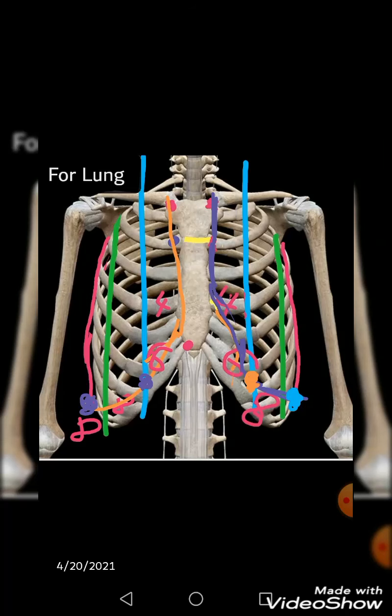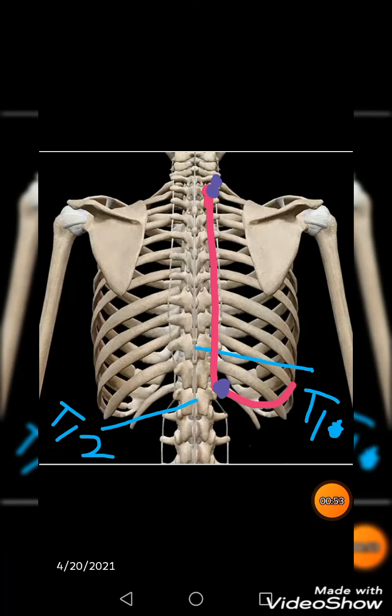Then it has to do what? Wait. It crosses your sixth rib in the mid-clavicular line, which is marked with the blue lines. Then it crosses the eighth rib in the mid-axillary line. Mid-axillary lines are marked with the extreme pink colors on both sides of your rib cage.